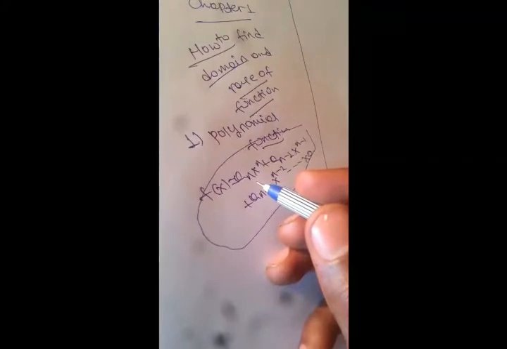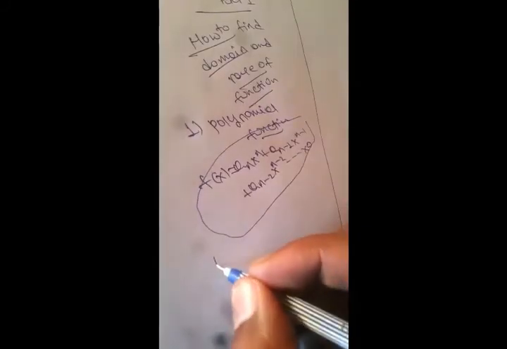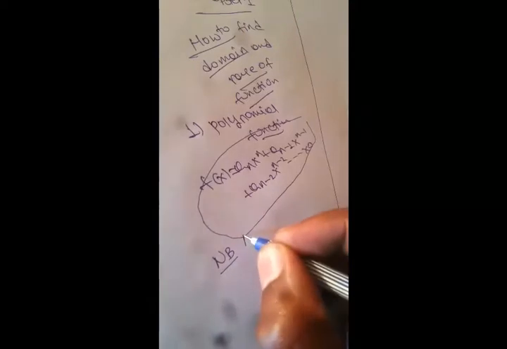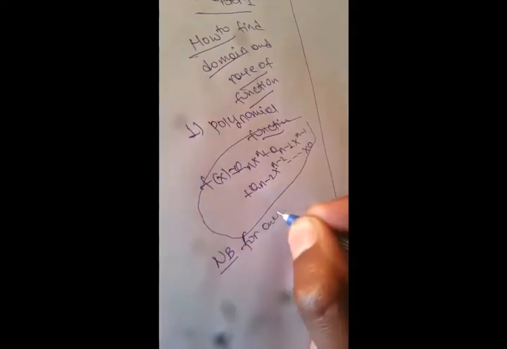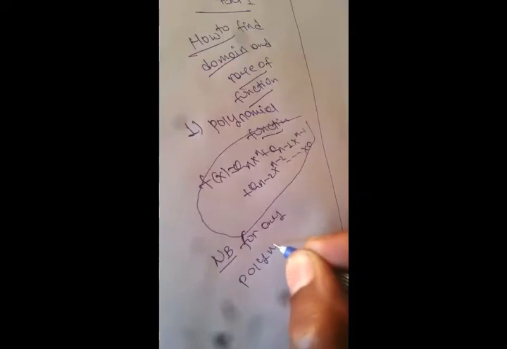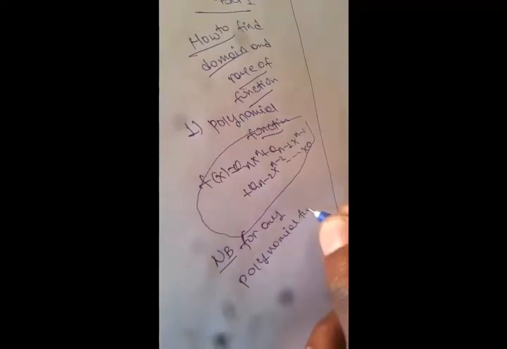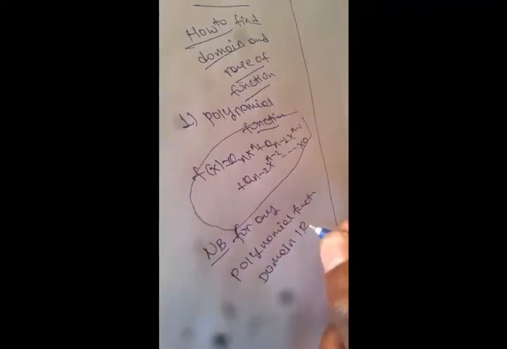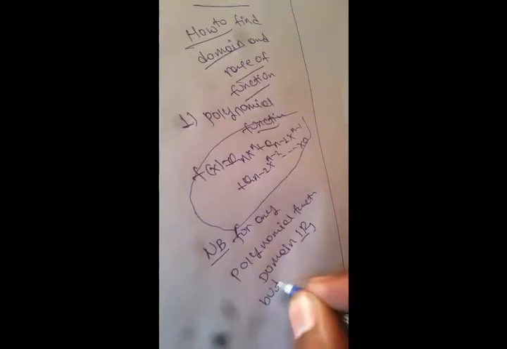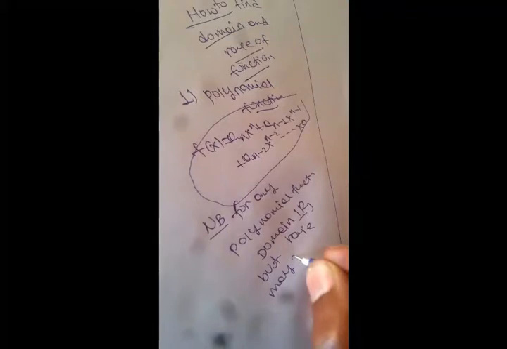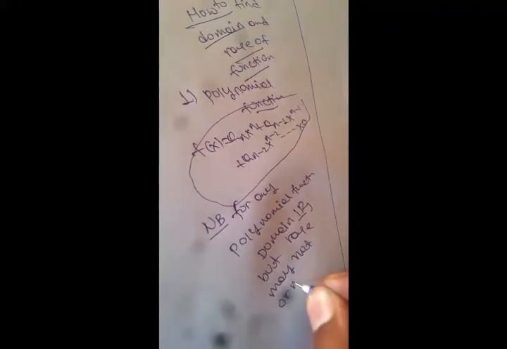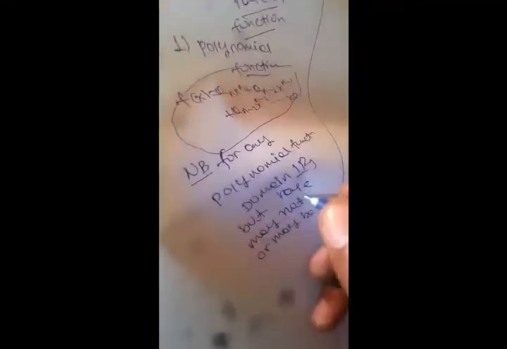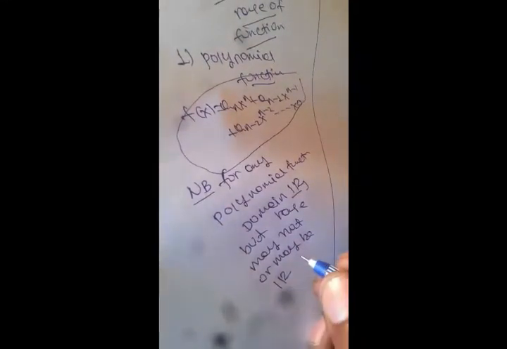So there are different kinds of polynomial functions, and we have to make a remark. For any polynomial function, its domain will always be the real numbers, but the range may or may not be real numbers. No problem, we will talk a lot about this.